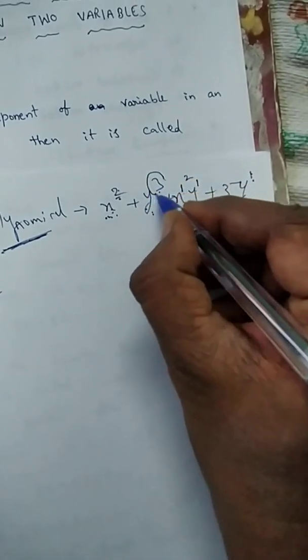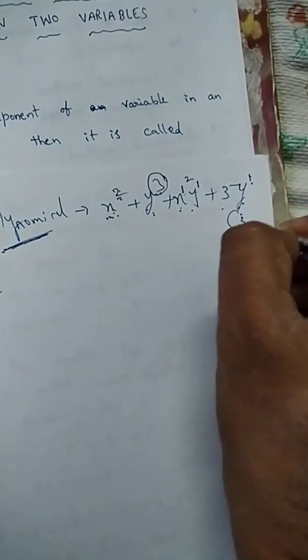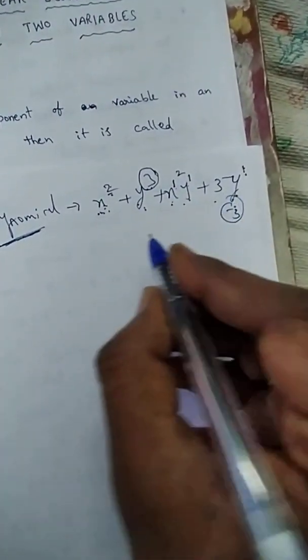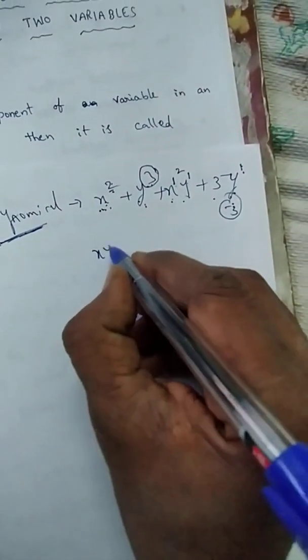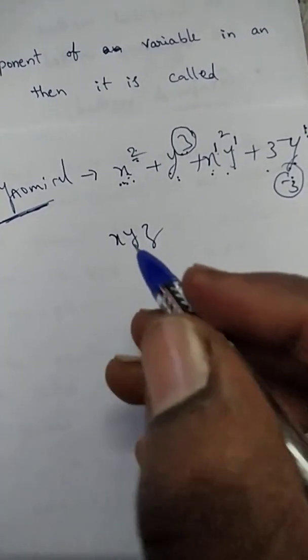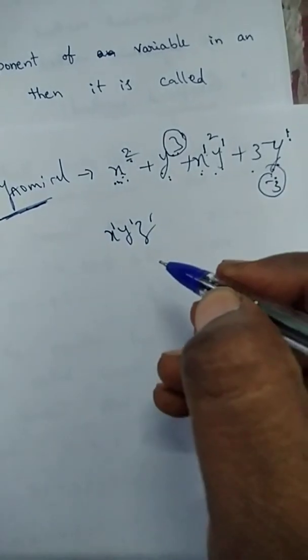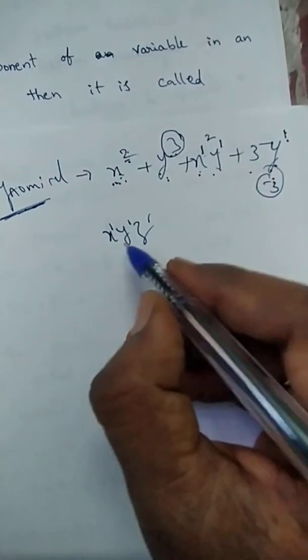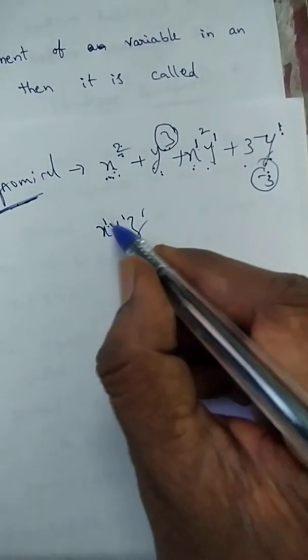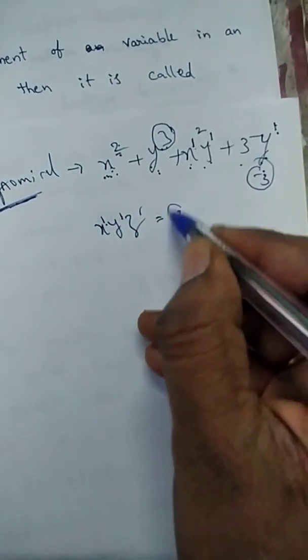3 is the highest exponent. Then automatically 3 is the degree of the polynomial. We are taking one more example here: xyz. It is also a polynomial. Why? Because the exponents of the variables are only positive integers: 1, 1, 1. Clear? Then the degree of this polynomial is the sum of those 3 exponents: 1 plus 1 plus 1, which is equal to 3 here also.